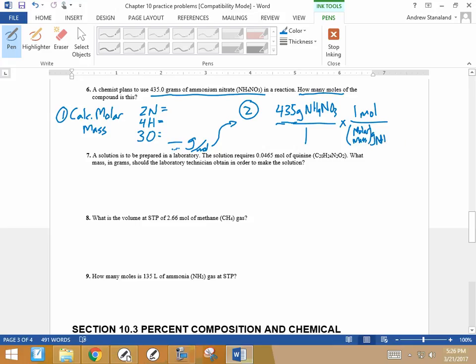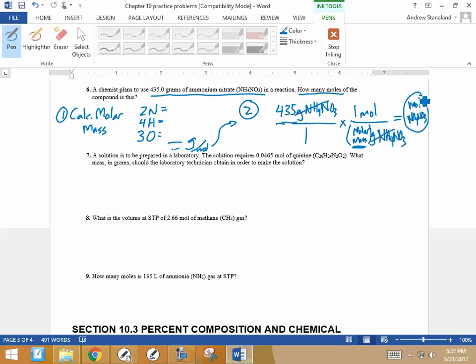Sorry about this, getting kind of messy because I'm running kind of small. NH4NO3, and when you solve, grams is going to cancel, and you'll be dividing 435 by whatever the molar mass is to get how many moles, right? To get moles of NH4NO3. Okay, so those are 2-step problems.